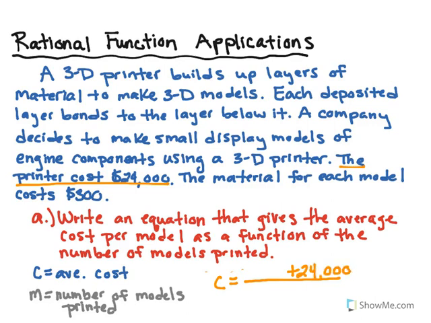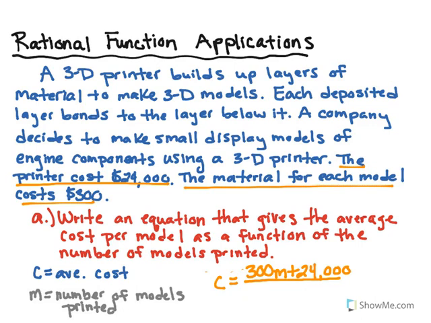Okay. The next part says the material for each model costs $300. So every model that I sell, which in this case is going to be the variable M, I'm multiplying that by 300 bucks. So it's going to look like this, 300M plus 24,000. So for one model, if I were to sell it, I would plug in 1 for M, which would be 300. I'd add that to 24,000, and there's my cost to make just one model.